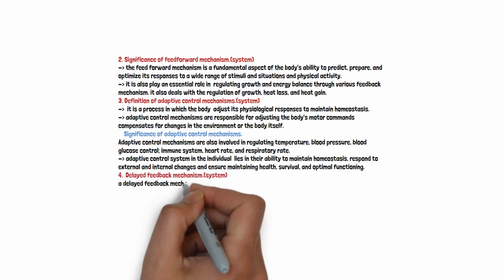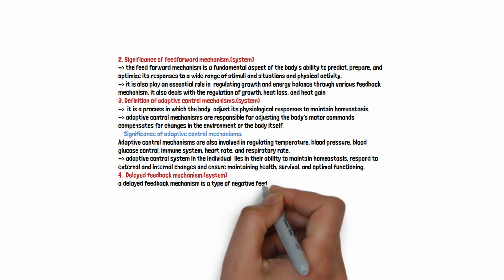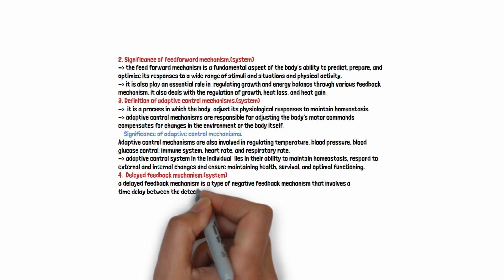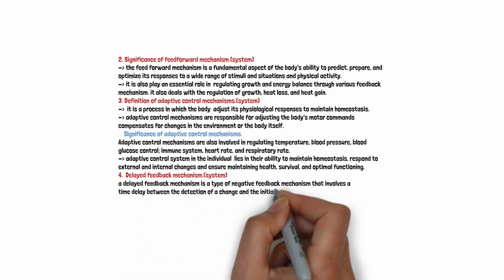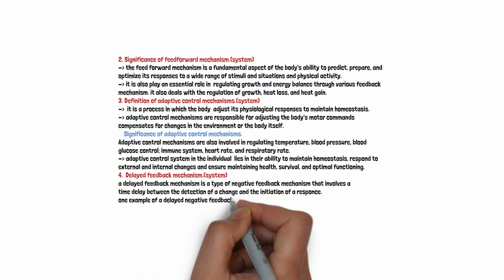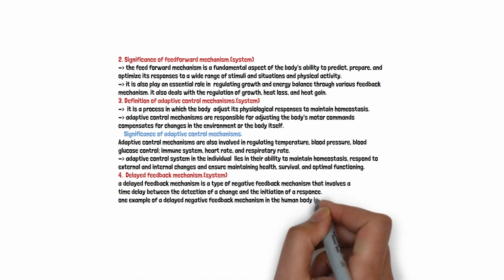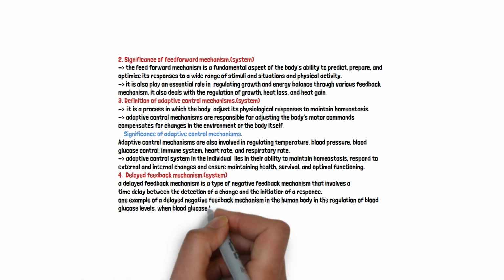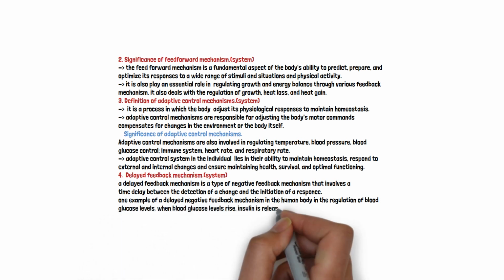4. Delayed feedback mechanism system. A delayed feedback mechanism is a type of negative feedback mechanism that involves a time delay between the detection of a change and the initiation of a response. One example of a delayed negative feedback mechanism in the human body is the regulation of blood glucose levels.